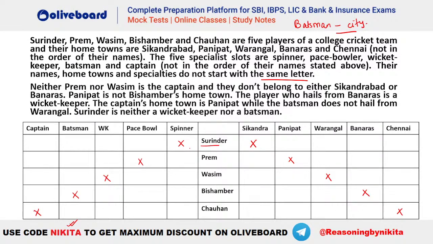Why? Because the names, the hometowns and the specialities should not start with the same letter, as given in here. Now let's try. Let's see what is given here. Neither Prem nor Wasim is the captain. So we know Prem and Wasim are not the captain. So let's cross out captain for Prem and Wasim.